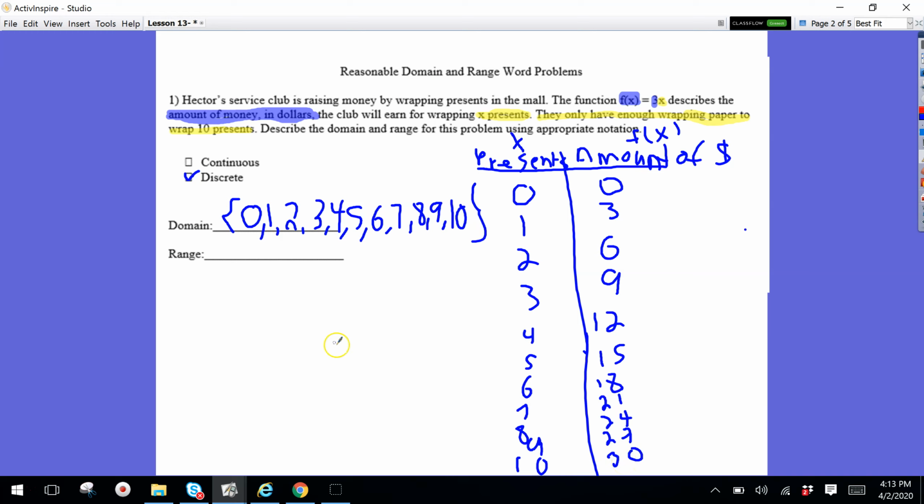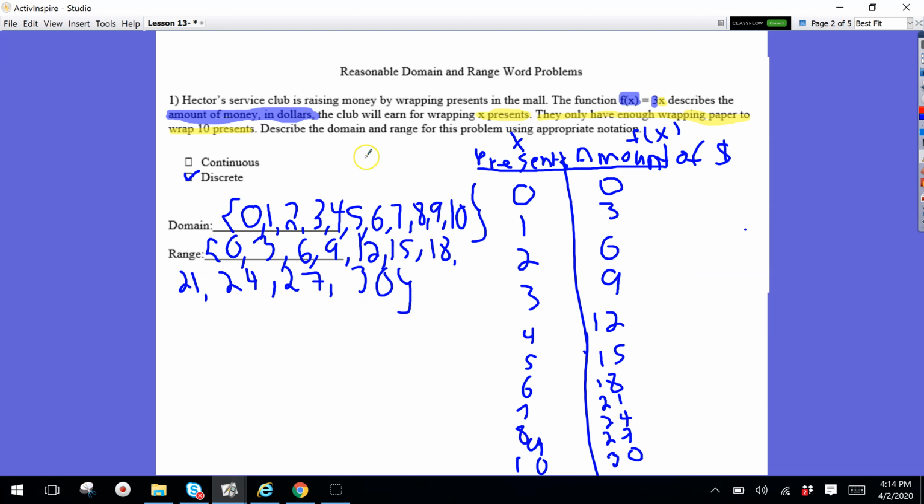So here, let's go ahead and label our range. Because we're only inputting specific amounts of presents, we're going to get specific amounts of money. So my range here is going to start with $0, then $3, then $6, $9, $12, $15, $18, $21, $24, $27, and then lastly $30. So again, we have a discrete situation where our input is specific numbers and our output is specific numbers.